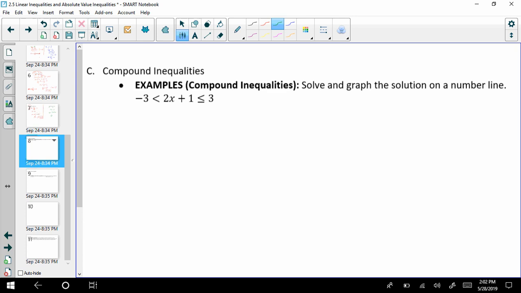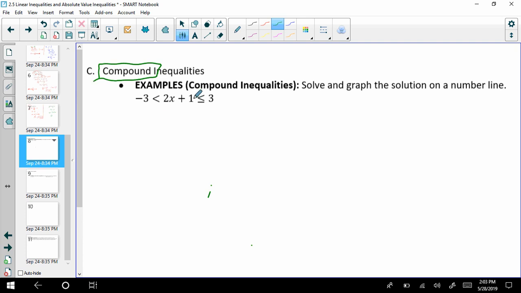All right, the last thing that I want to do with inequalities is kind of look at some of the goofier inequalities that will appear. So we have something called compound inequalities. This is just an inequality made up of multiple inequalities. Kind of like in English, a compound sentence is 2 or more sentences. Well, this is 2 or more inequalities. So solve and graph the solution on a number line.